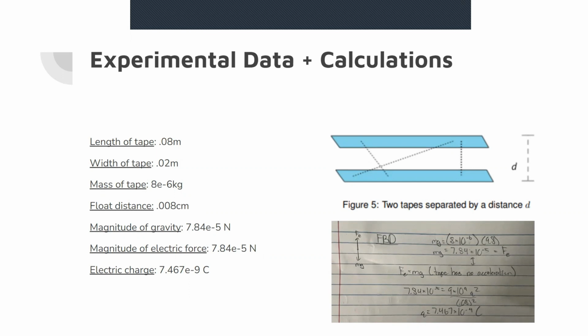We can first use Newton's second law to calculate the force of gravity on the tape, shown here. Since we know that the tape is not moving, we know that the forces acting on the tape are equal and opposite in magnitude. The only other force acting on the tape is the electrostatic force. Using this knowledge, we can calculate the charge of the tape, that is shown here.